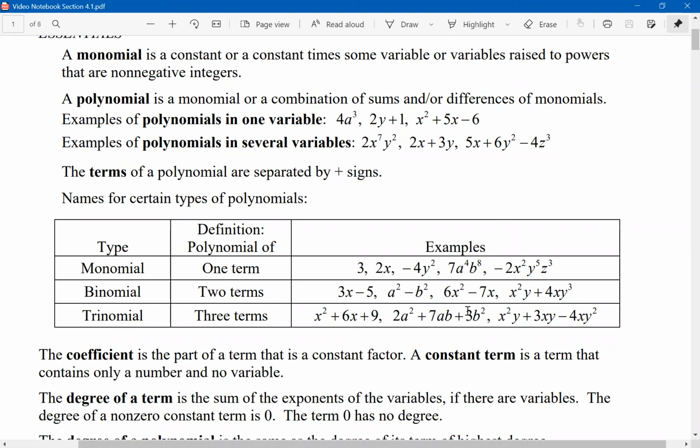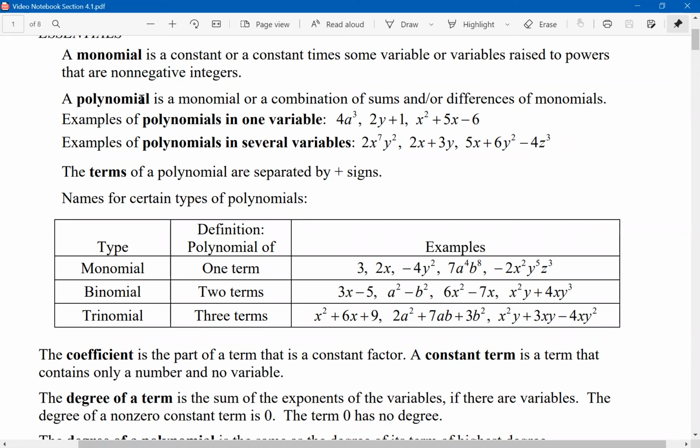Okay, and you see some examples down below of some polynomials. 3, for example, is a constant, 2x, negative 4y squared, 7a to the 4th, b to the 8th, etc. So these are all examples of monomials. There's only one term. If you're wondering what a term is, once you start seeing expressions that have plus or minus signs in them, the plus or minus signs separate the terms. And I think we see that written in a sentence up here. So a monomial has one term.